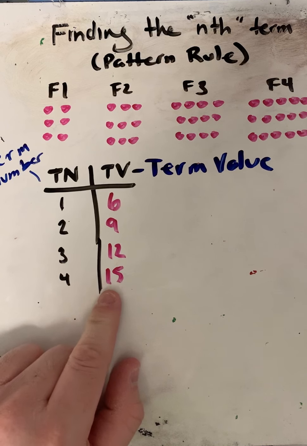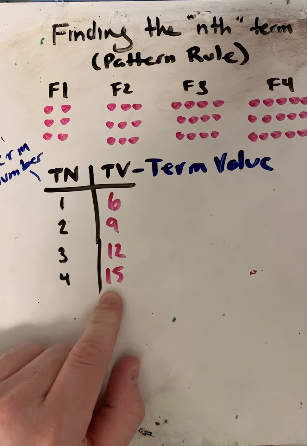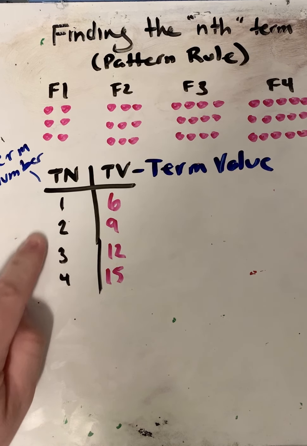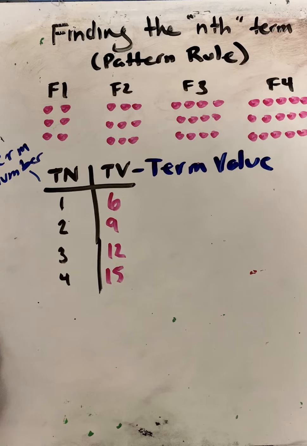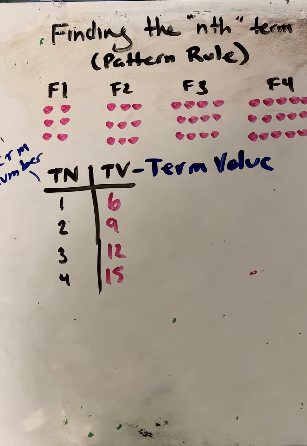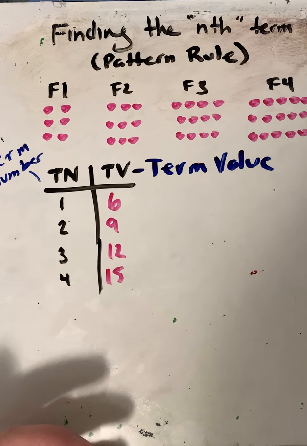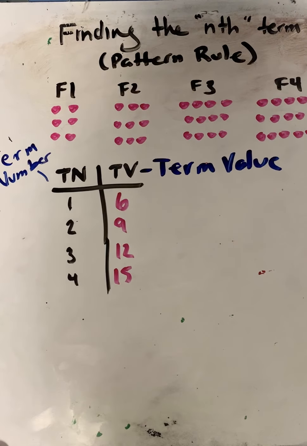So when we talk about term value, we're talking about what is the actual number in the pattern, whereas this is talking about what's the order of the numbers. Okay, and we'll go into a little bit deeper of this. I don't want you to get too confused right now because we're going to do so many examples today that you're going to kind of figure it out in the end.